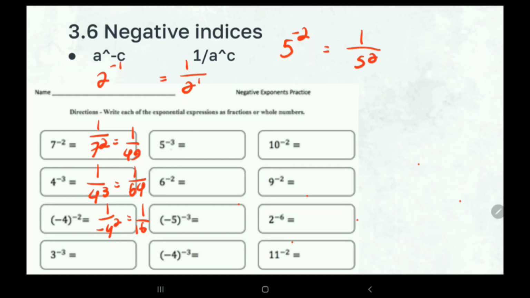I want you to solve the rest. Pause the video first, and then I'll solve it after some time.